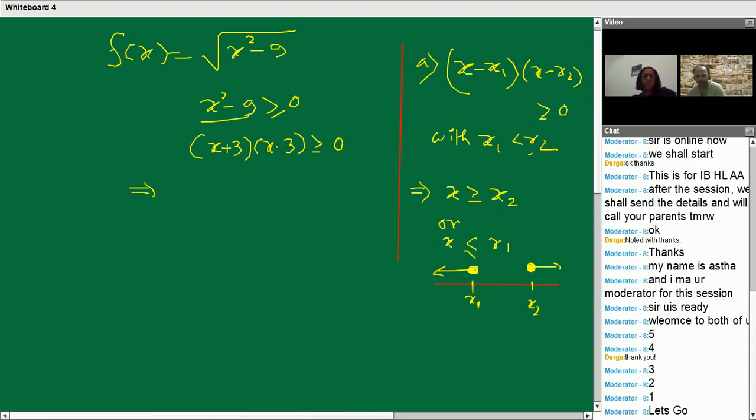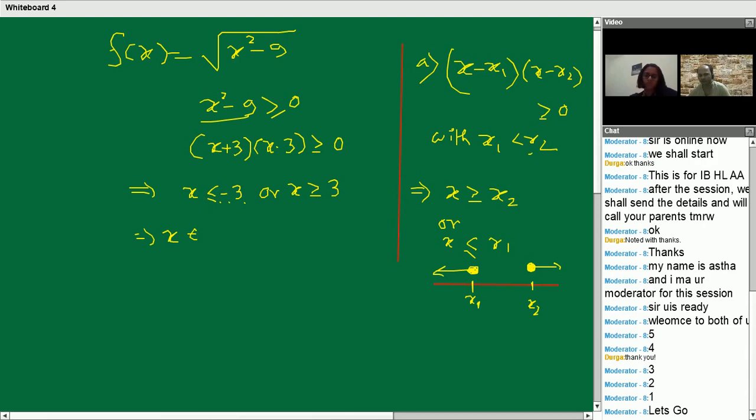x1 is negative 3 and then x2 is 3. x would be less than or equal to the smaller value, or x is greater than or equal to the greater value, which is 3. So that's what we are supposed to write.